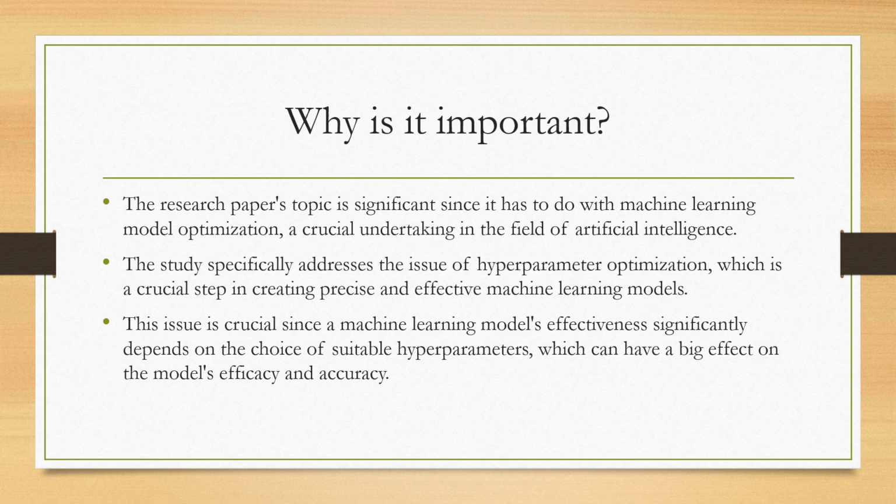learning models. The issue is crucial since a machine learning model's effectiveness significantly depends on the choice of suitable hyperparameters, which can have a big effect on models' efficiency and accuracy. Therefore, enhancing the hyperparameter optimization processes can result in stronger machine learning models and eventually improved performance across a variety of applications, from computer vision to natural language processing and beyond.